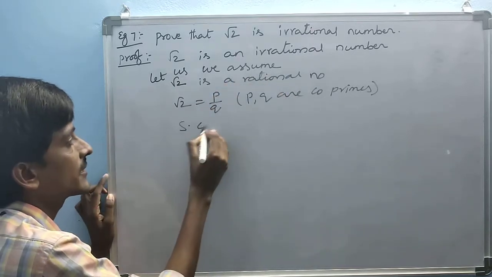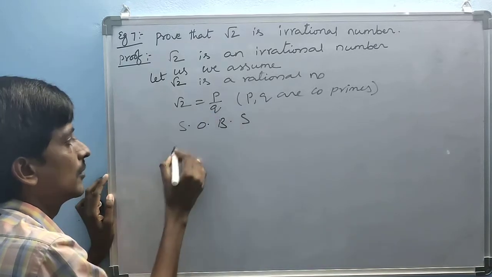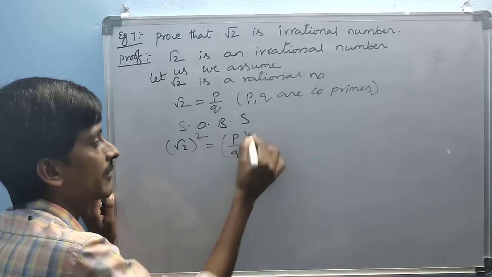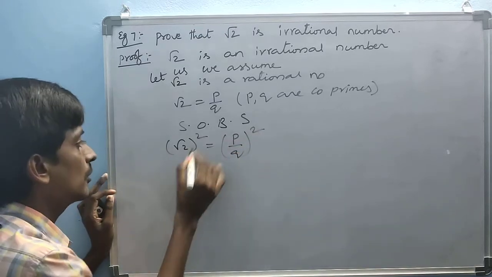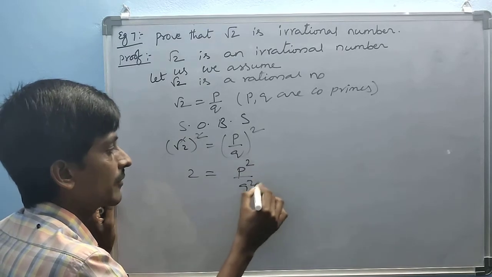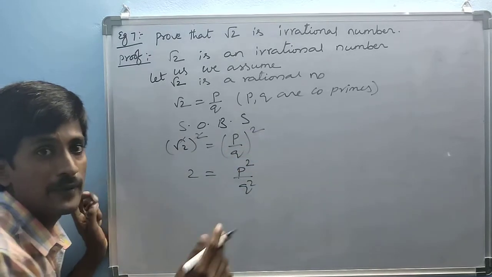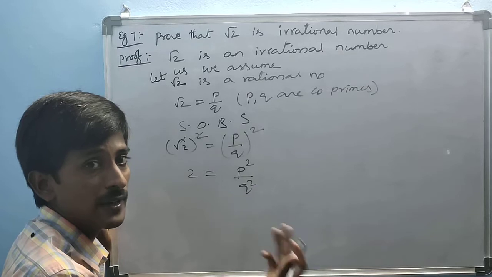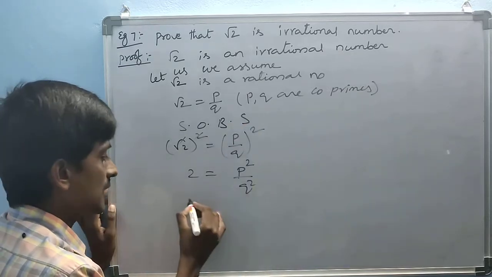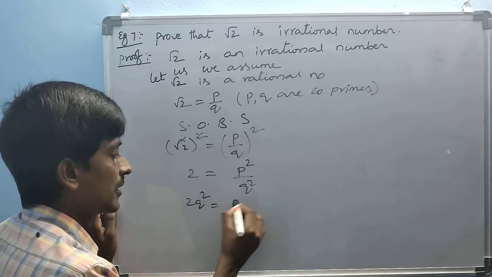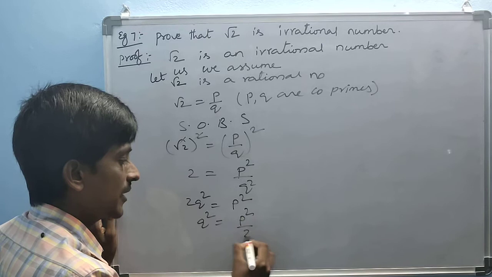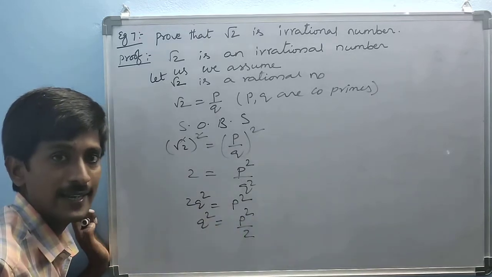Squaring on both sides. Root 2 whole square equals p by q whole square. So the square and root cancel: 2 equals p square by q square. A by b whole power m is a power m by b power m; the power is applied to both numerator and denominator. So transferring to this side, 2q square equals p square. q square equals p square by 2. 2 is transferred to this side.